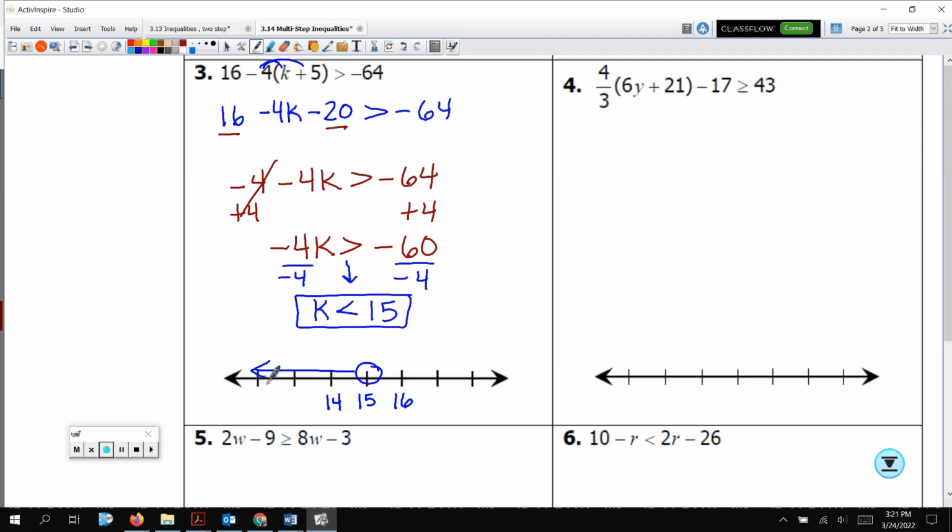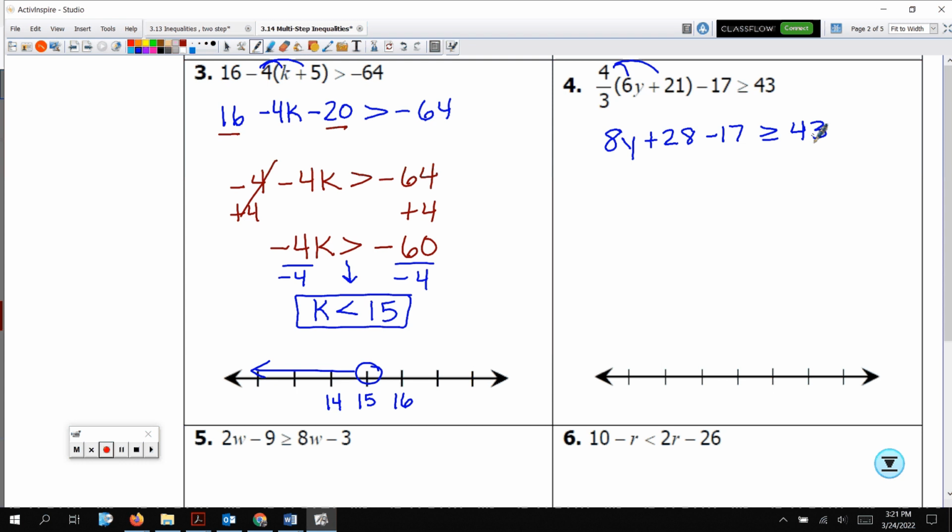All right. In your calculators, 4 ABC 3 times 6, that gives you 8y. 4 ABC 3 times 21 gives you positive 28. Bring everything else down.